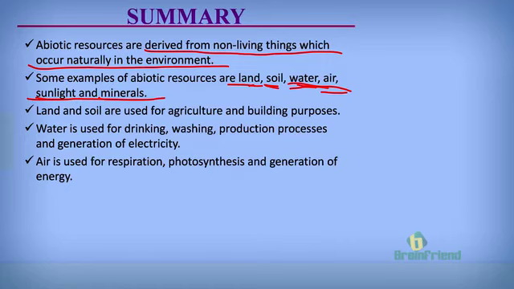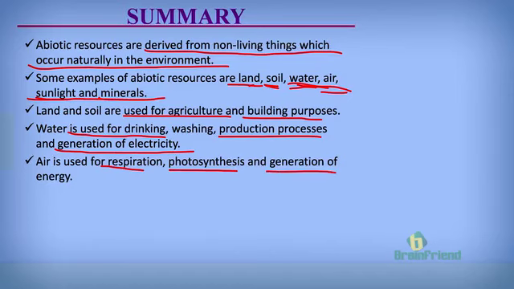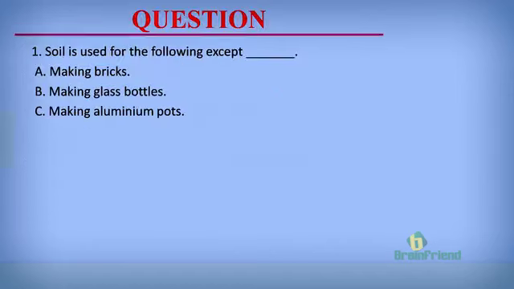Land and soil are used for agricultural purposes and for building purposes, amongst other things. Water is used for domestic purposes. We use water in our houses for drinking, washing, taking a bath, and so on. Water can also be used to carry out certain processes in industries, and we can also use water to generate electricity. Air is used for various purposes. It is very important for all living organisms. It is used for respiration, to carry out photosynthesis in plants, and to generate energy, amongst other uses.